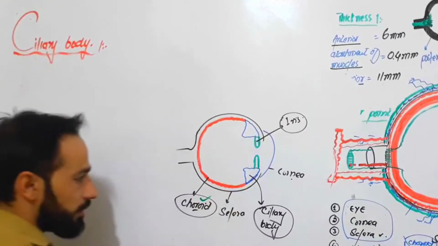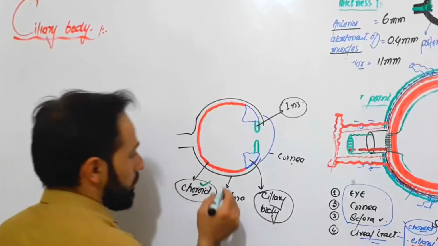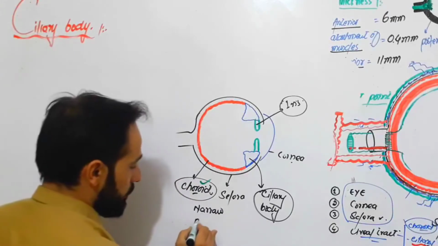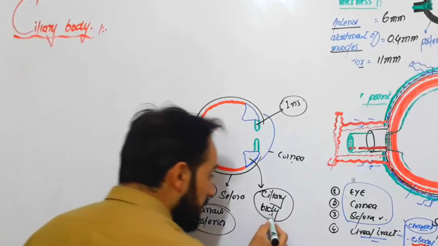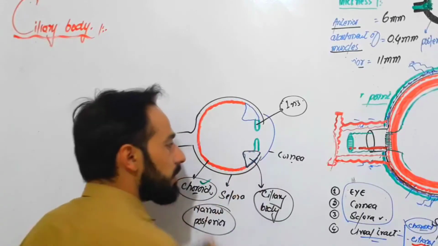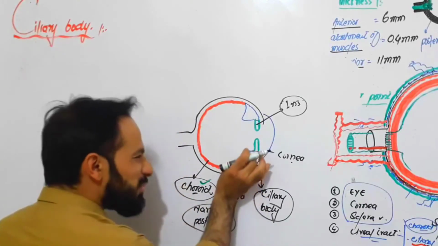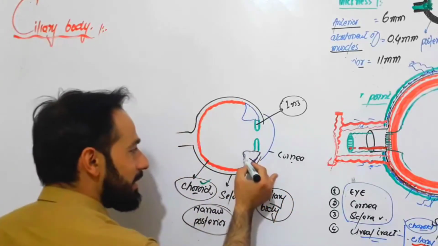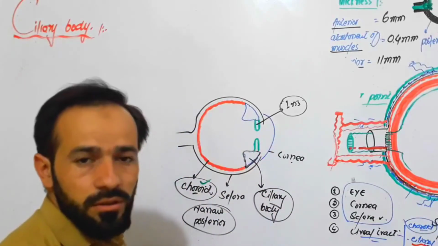Now I have discussed this layer. Let us discuss the ciliary body. So what is the ciliary body? First of all, look, the choroid is the narrow, posterior part of the uveal tract, and the ciliary body is the anterior triangular part. We say the choroidal layer becomes thickened, a little bit thicker. So that thicker anterior triangular part of the uveal tract is called the ciliary body.